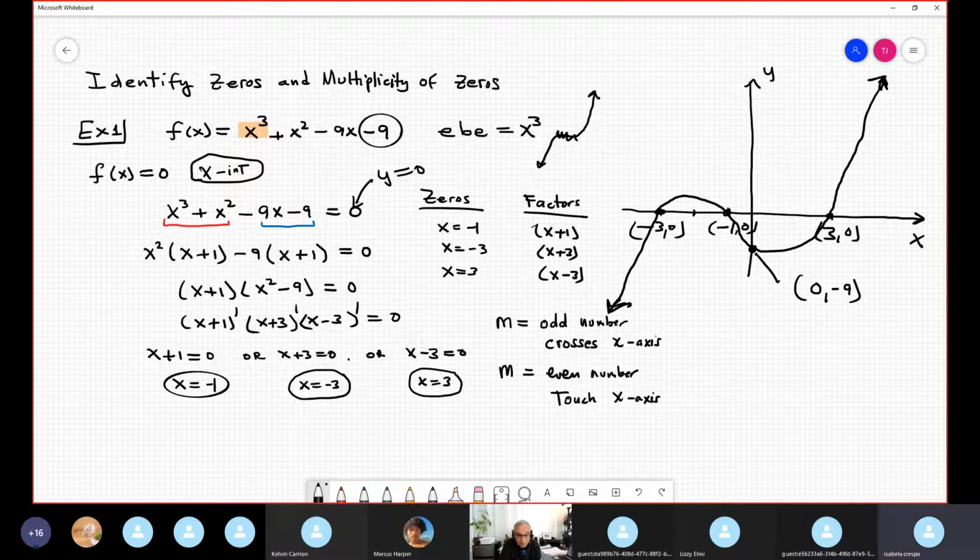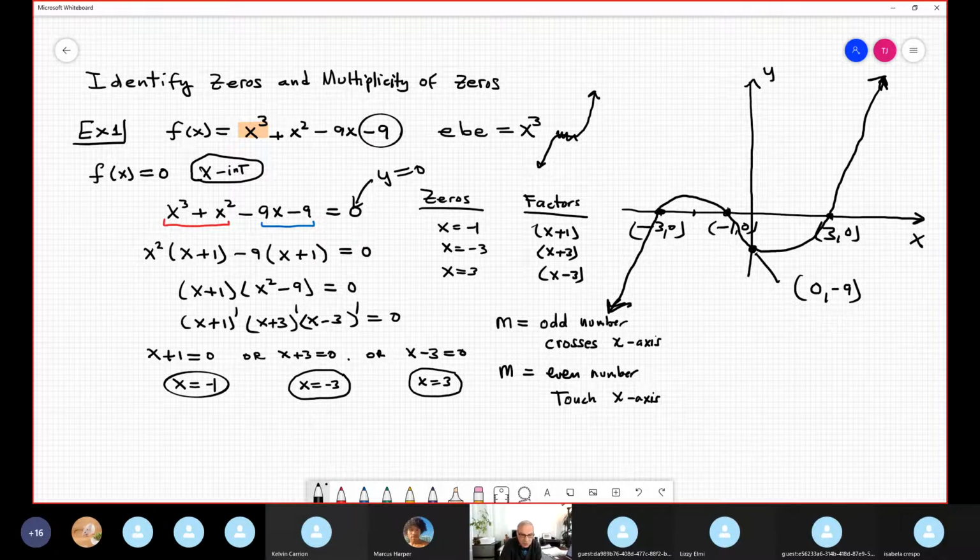Are the zeros always going to be all negative or all positive? Yeah, all real numbers. They can be positive, negative, or 0. After this we will see imaginary and complex, but not now. So far, real numbers, positive or negative, no restrictions.